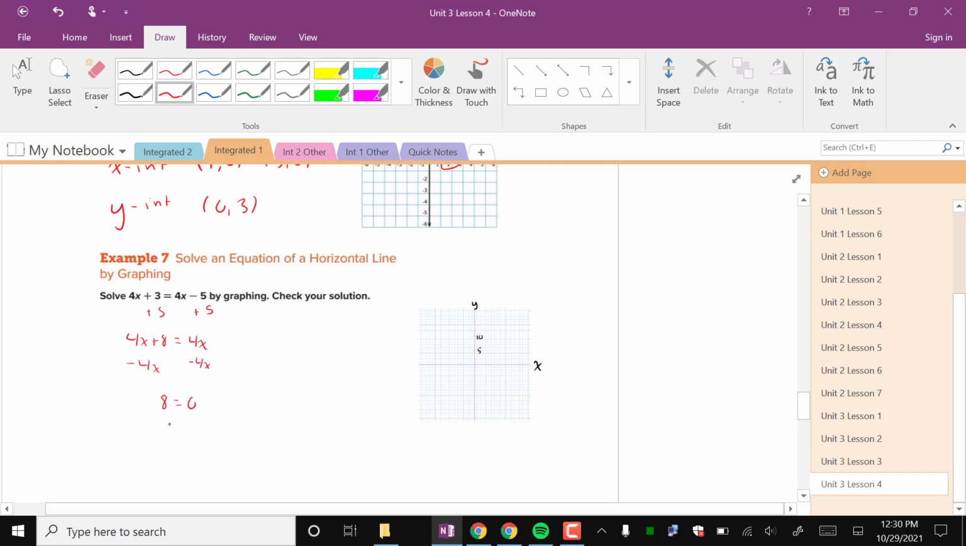Well, this doesn't work, so I know I have no slope. So we're going to have a horizontal line crossing at 8, right below 10, right there. Horizontal line at 8. And that's how you would work out these problems.